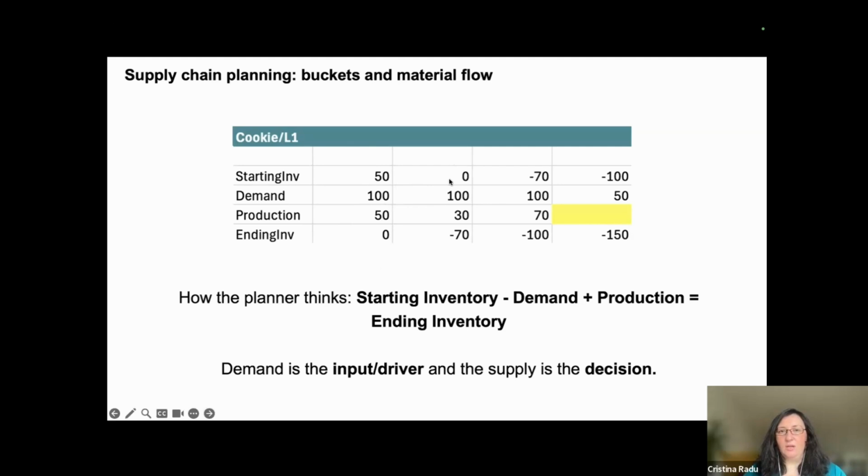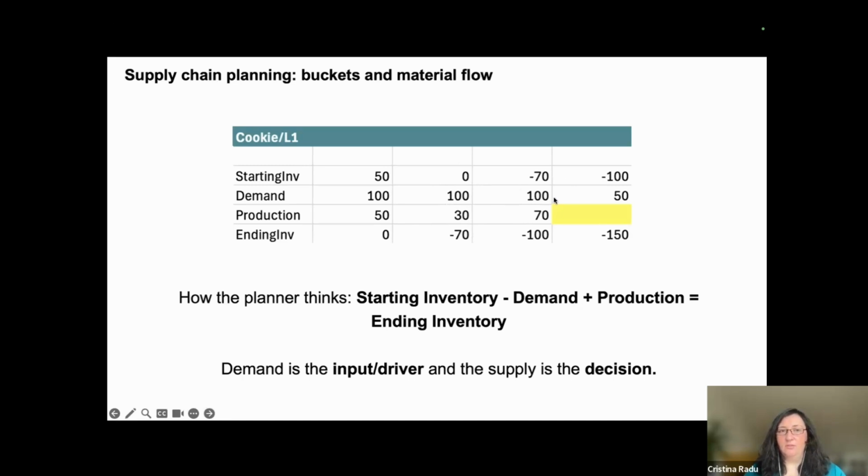And in the next bucket, we see that the ending inventory has been carried over. Now I have again some demand, and the production is even lower than in the previous bucket. Maybe a machine broke or something else happened. So our ending inventory is already problematic. Now the planner says, well, I need to check what's happening here. How can I remedy this? So this ending inventory carries over to the next bucket.